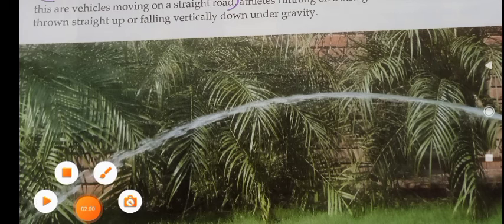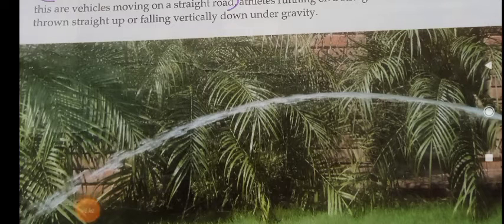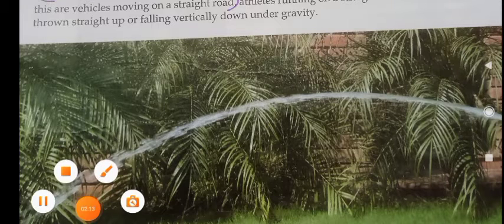The movement of an object in a straight line is called rectilinear motion. What is it called? Rectilinear motion. And the movement of an object in a curve is called curvilinear motion. Rectilinear motion and curvilinear motion, both together are called translatory motion. Do you understand, children?